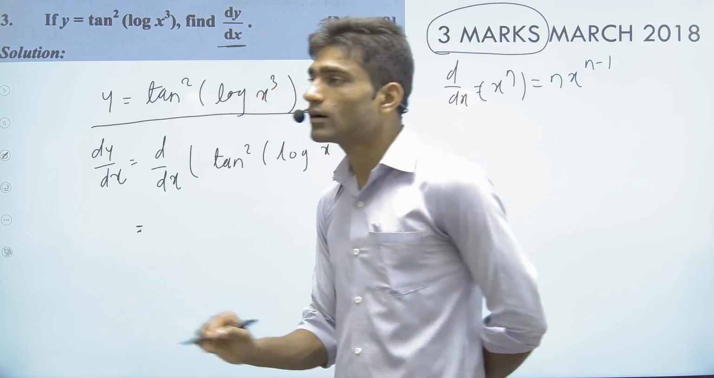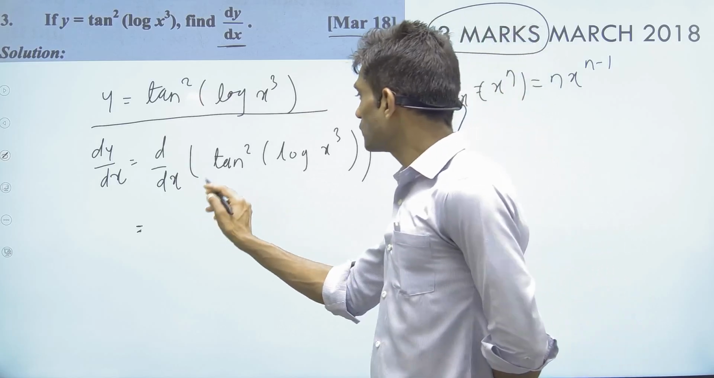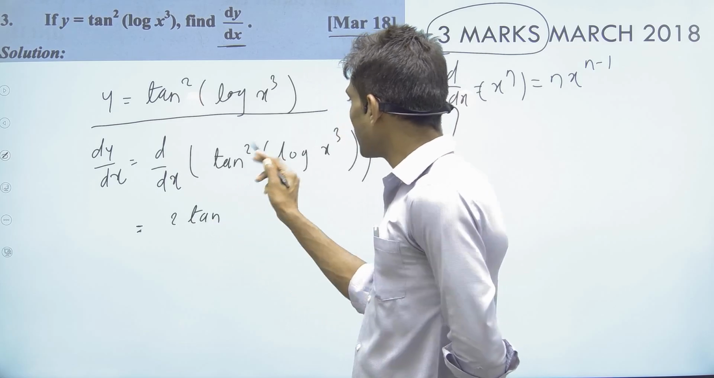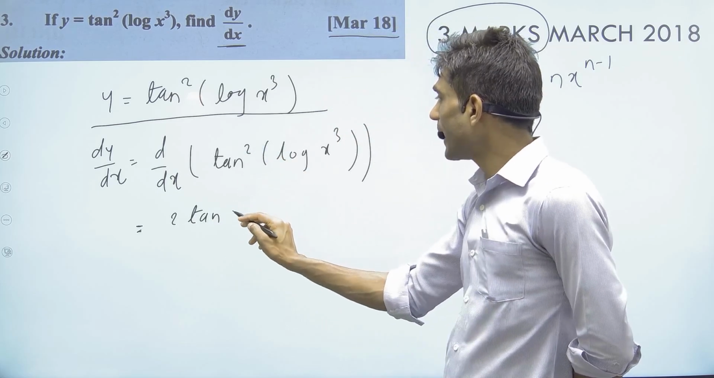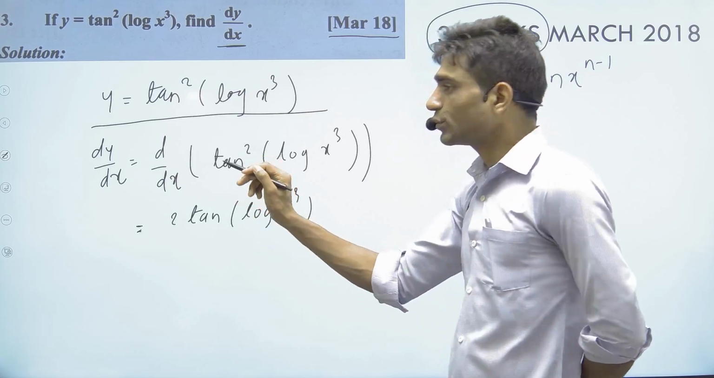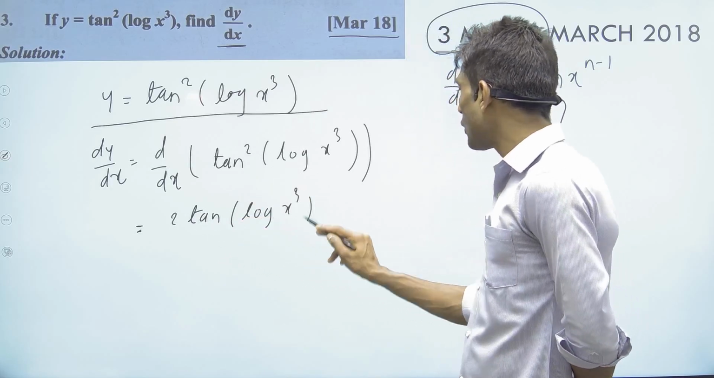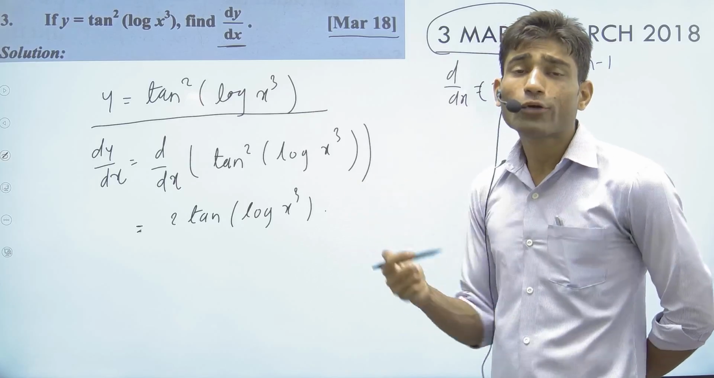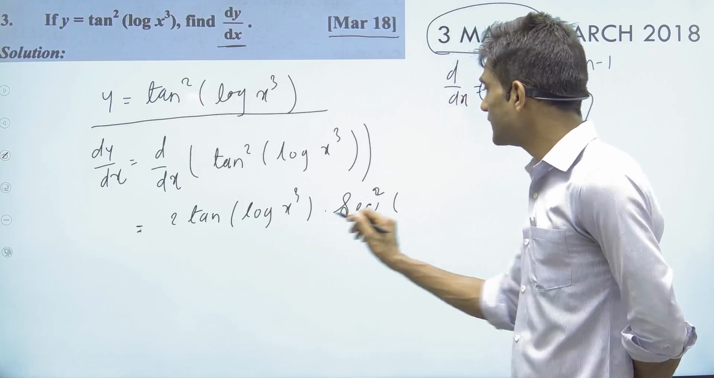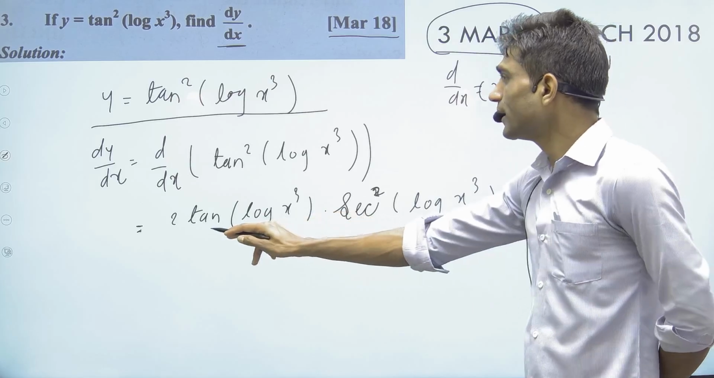This is a composite type of function, so the differentiation will continue until it vanishes. So tan square of x gives 2 tan to the power 2 minus 1, that is 2 tan of log of x cube. So we have taken the differentiation with respect to that power. Now differentiate tan of log of x cube, which gives the differentiation of tan x, which is sec square x, where the value of x is log of x cube.